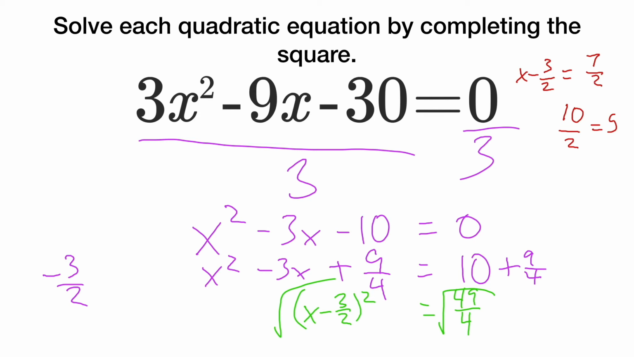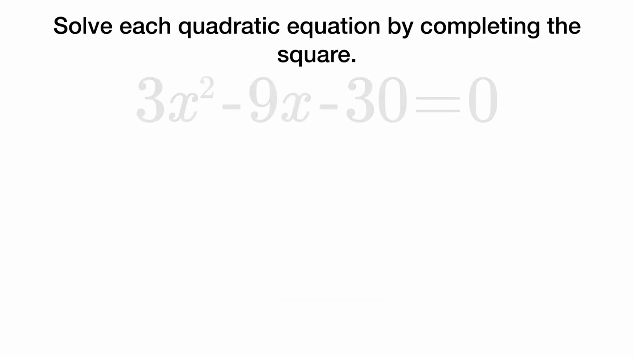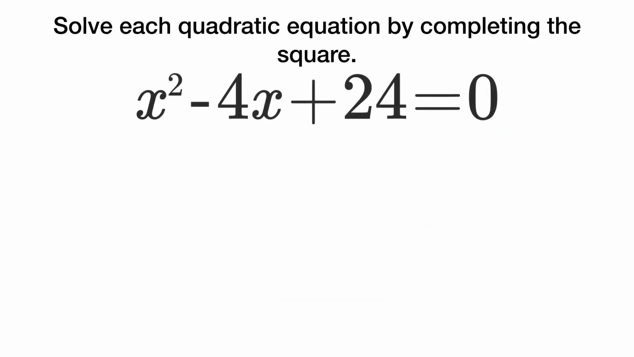Our second answer is x minus 3/2 equals negative 7 over 2. And I would add the 3/2, again, and that becomes x equals negative 4/2, or x equals negative 2. So that's the idea. Our two answers are 5 or negative 2. Okay, let's try one more that we're going to do.